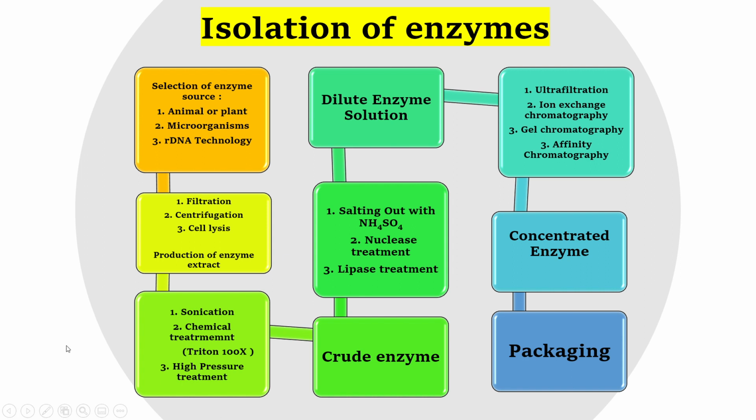Now, how to remove other components is a special process. For example, we can do chemical treatment. We have specific chemicals, say Triton X-100. It is a detergent. It can be used to remove all other components so that only the enzymes are saved, and these can later be filtered out and extracted. High pressure treatment can be done to remove other components. Sonication, that is the use of ultrasonic waves, can also be used, and through these methods, by removing other components, we can get a purer form of enzyme called crude enzyme.